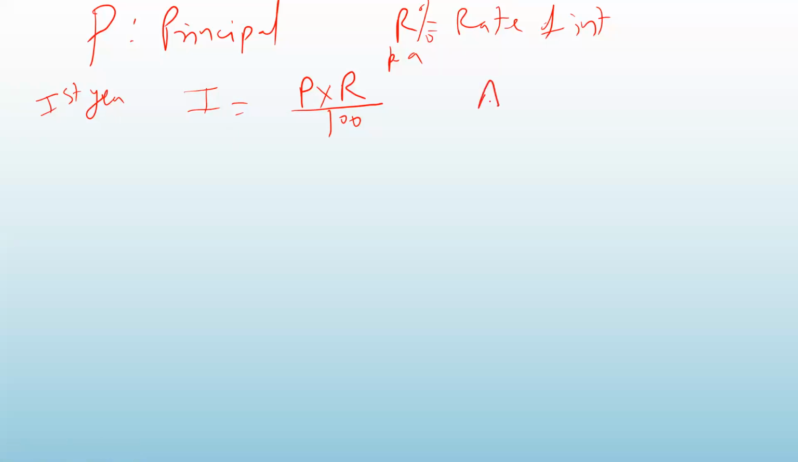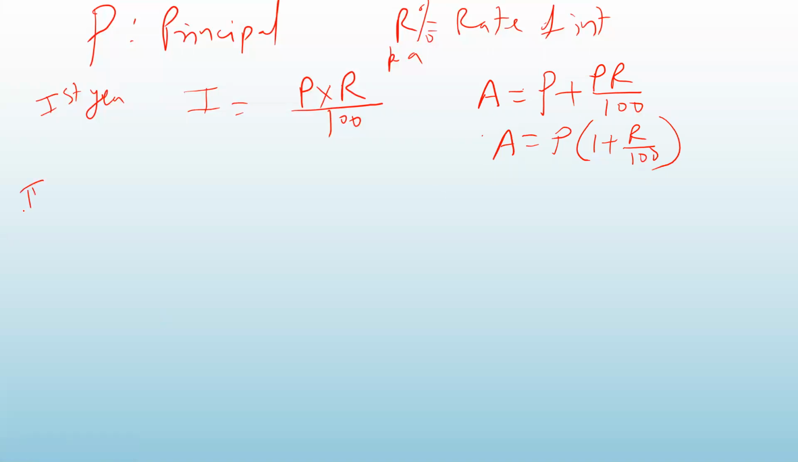What will be the amount in the first year? Principal plus interest. Interest is PR upon 100. So principal plus interest in the first year is P plus PR upon 100. If I take P common from here, what will I get? 1 plus R upon 100. So the amount in the first year is P in the bracket 1 plus R upon 100. This is my amount in the first year.